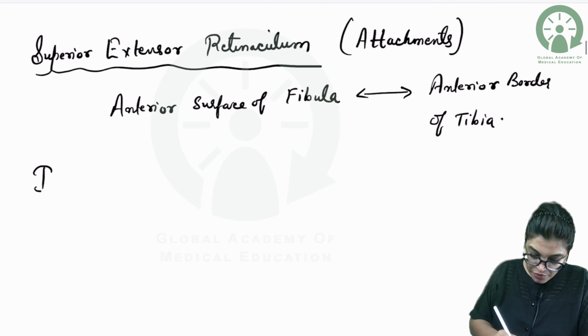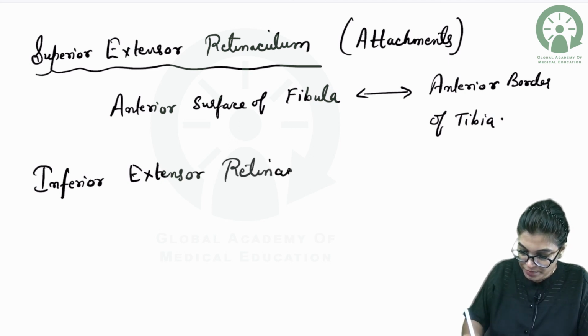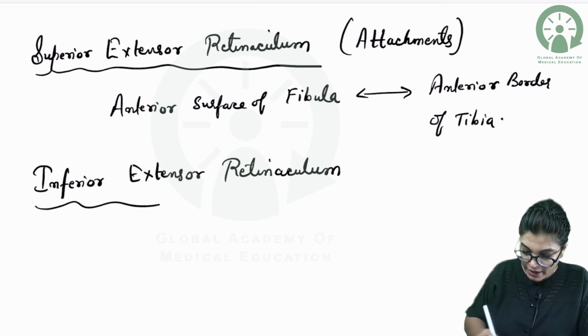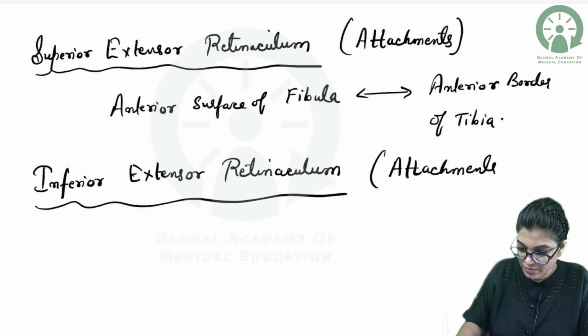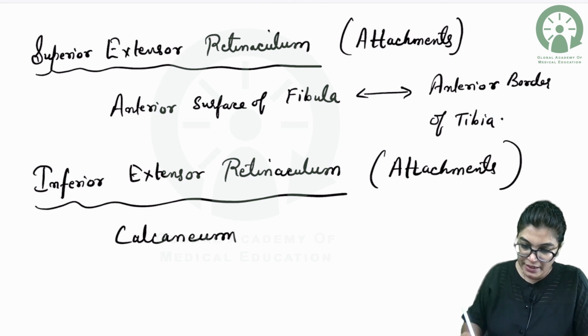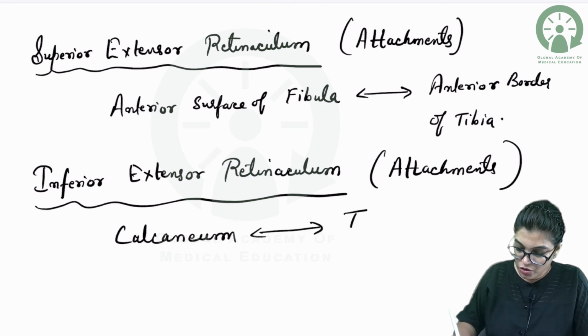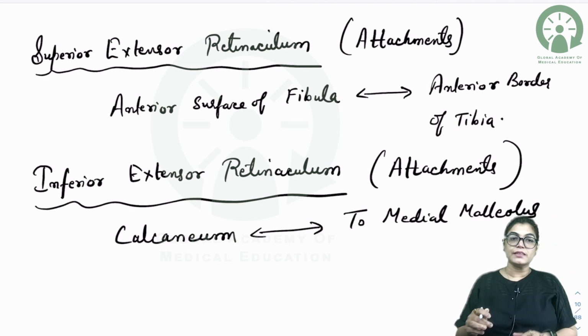If I talk about the inferior extensor retinaculum attachments, it is attached to the calcaneum bone. It is extending from the calcaneum bone to the medial malleolus. Actually, we know that the inferior extensor retinaculum is Y-shaped.